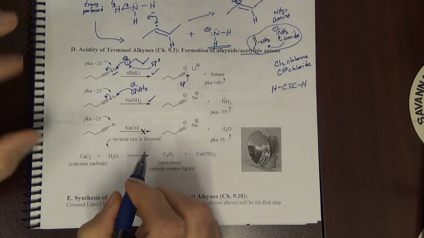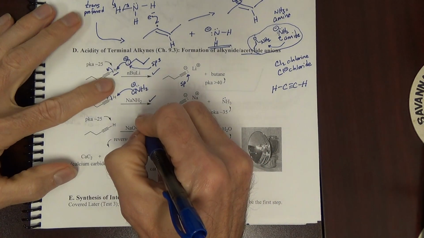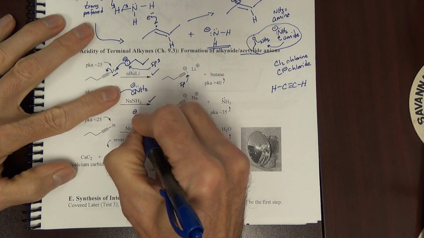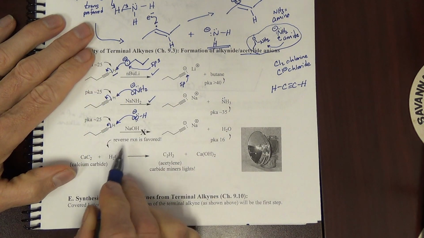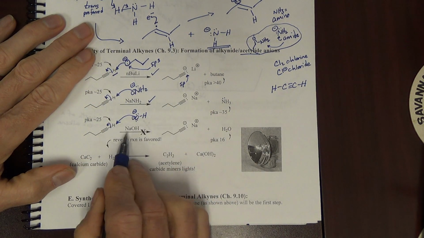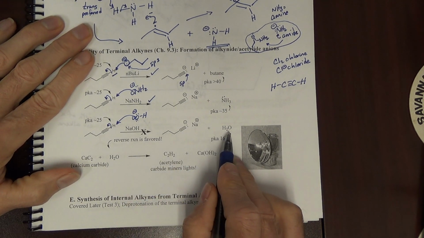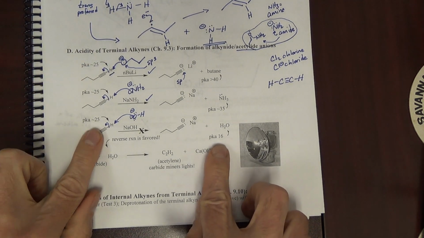What about something more common like sodium hydroxide? Well, we can certainly show that. These electrons take the H, stay behind. That would theoretically give the acetylide anion plus water. Well, the pKa of water is 16. Which side's favored, 25 or 16?